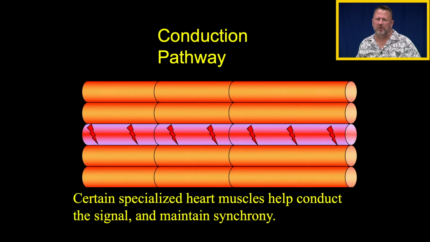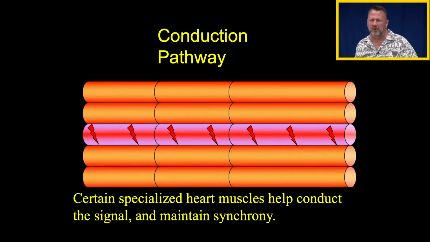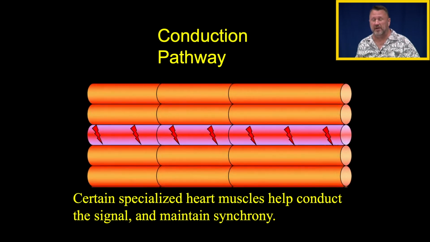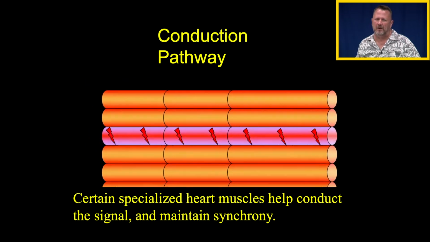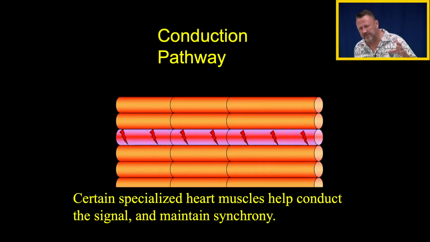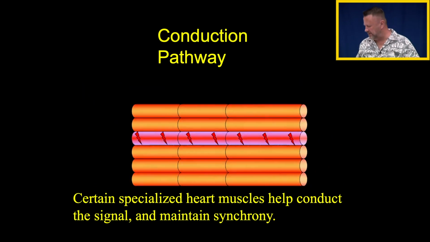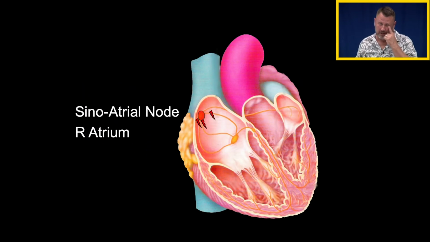All right, now to maintain conduction, there are heart muscle cells that conduct the signal. The conduction pathway is heart muscle cells. Now they're very excitable and they have neuron properties, but they're not neurons. They interact with neurons, but the conduction system are specialized heart muscles, and they are designed to maintain this synchronized conduction through the heart. And so the conduction system starts in the sinoatrial node. The SA node is in the right atrium of the heart.